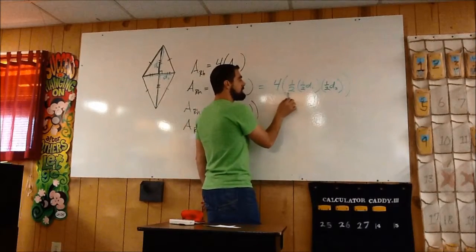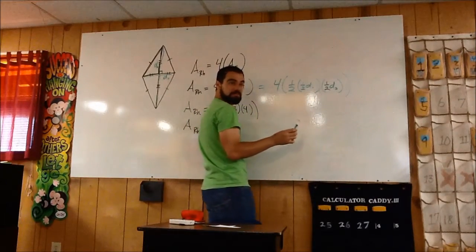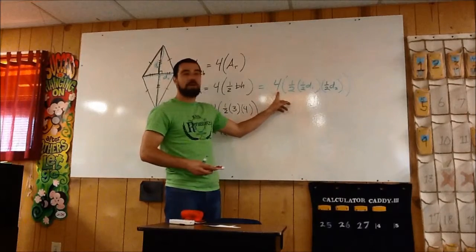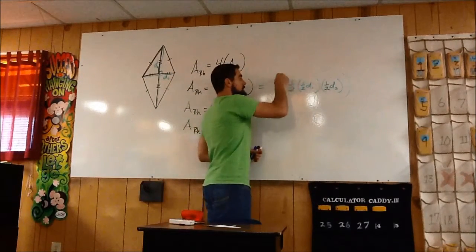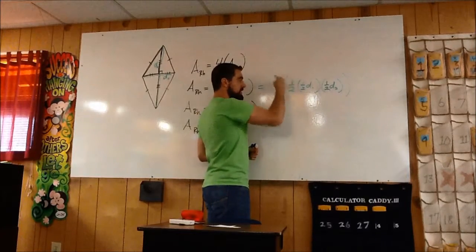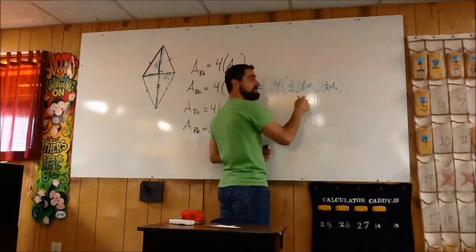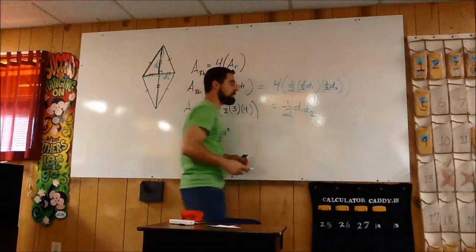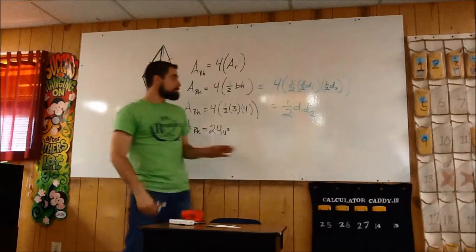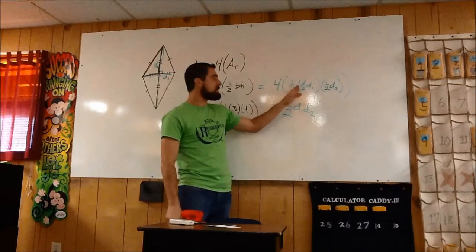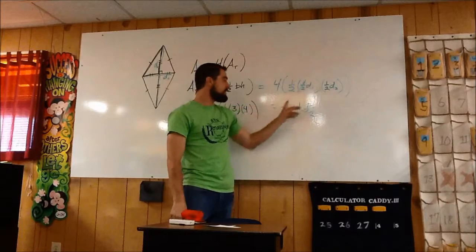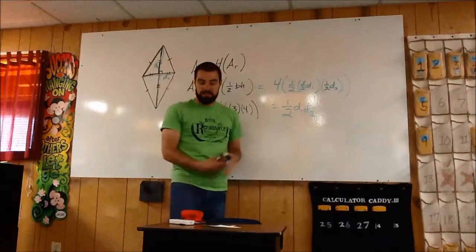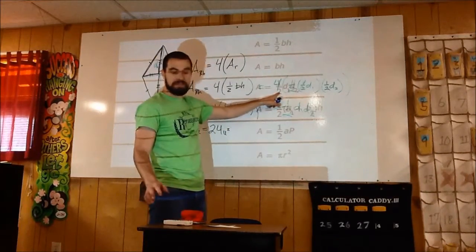Can someone tell me what 4 times 1/2 times 1/2 times 1/2 is? Put your calculators down. Come on. What's 1/2 of 4? 2. What's 1/2 of 2? 1. What's 1/2 times 1? 1/2. So 4 times 1/2 is 2, 2 times 1/2 is 1, and 1 times 1/2 is 1/2. So we've just simplified those coefficients. And then we had D1 and D2. So that is 1/2 times D1 times D2 on your formula chart.